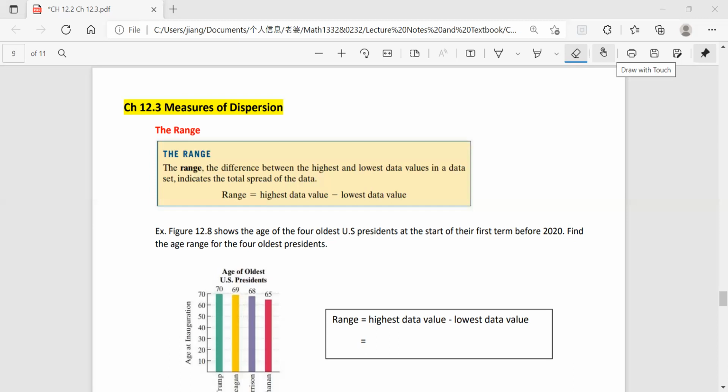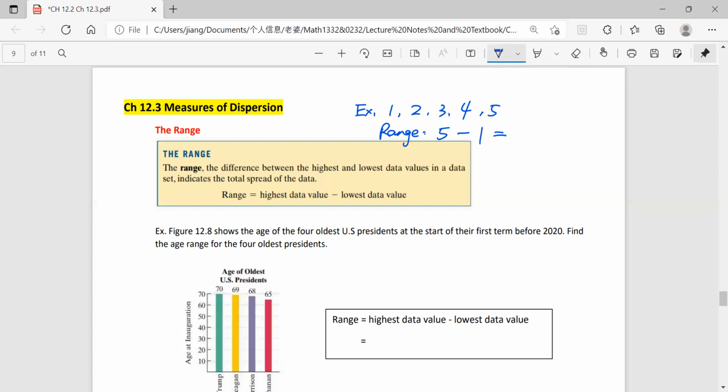So if I have some data like 1, 2, 3, 4, 5, the range equals the greatest number, 5, minus the smallest one, 1. So I got 4. 4 is the range of this data set.